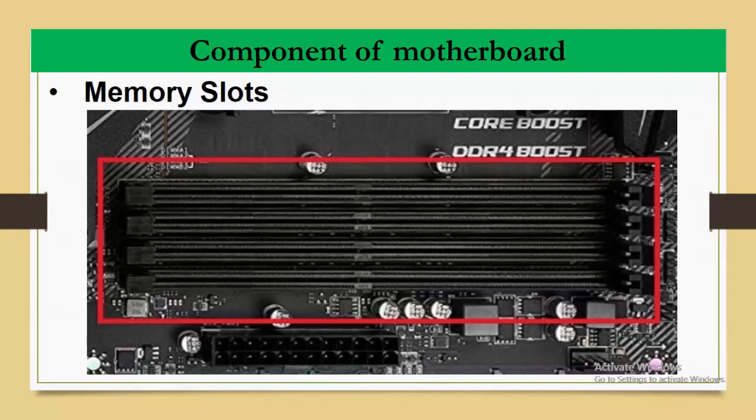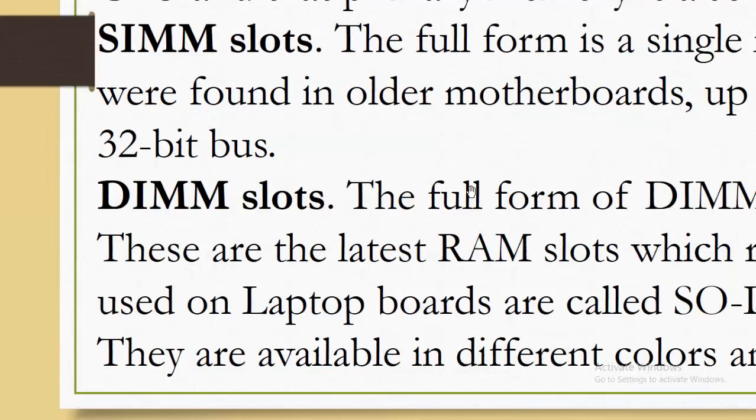Also, memory slots are two types. The first one is SIMM slots. The full form is single inline memory module. These slots were found in older motherboards up to 486 boards. The SIMM memory slots support 32-bit buses. We will also discuss buses in the next section.